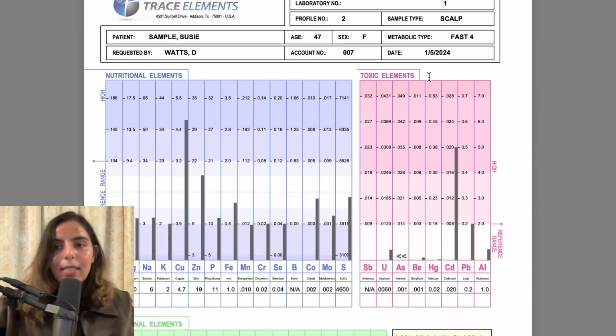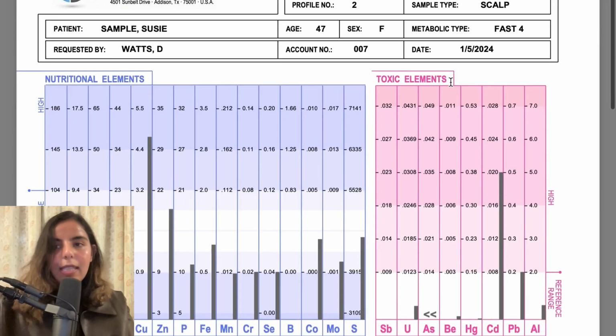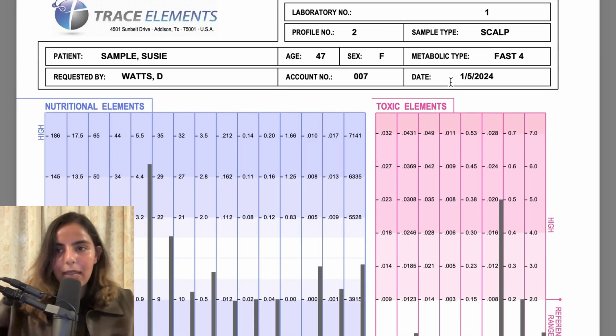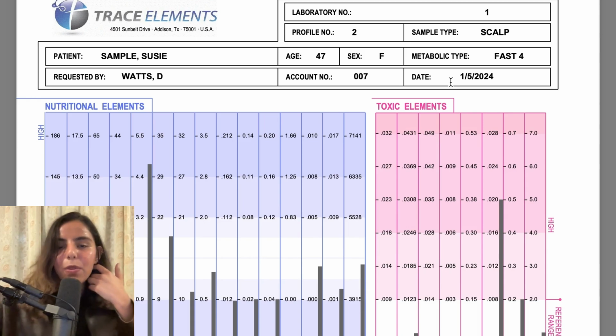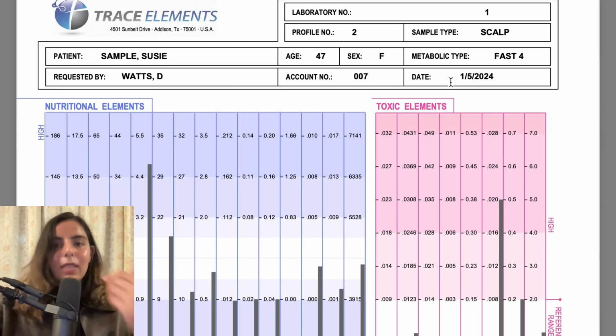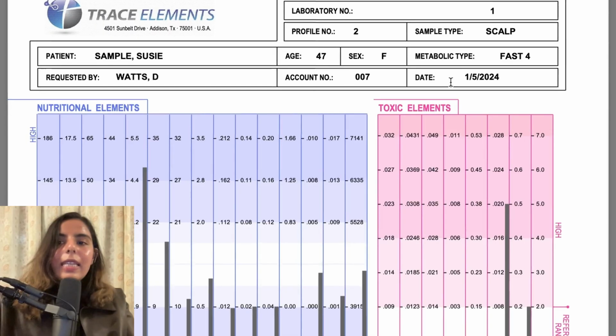If you see this test, it's a sample report. It's done by Trace Elements Lab in the US. This is called an HTMA test. It's hair tissue mineral analysis. What you do basically is you send them a hair sample, okay? You take it near the root of the hair, as close as possible to your scalp. You send it to the lab, and they give you a report.